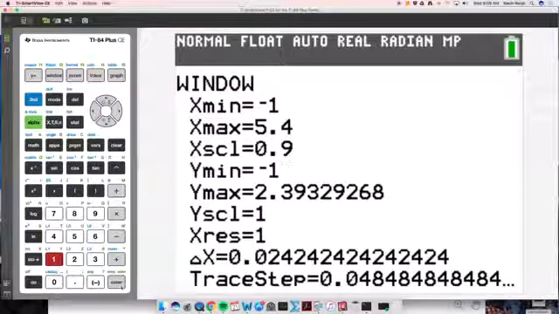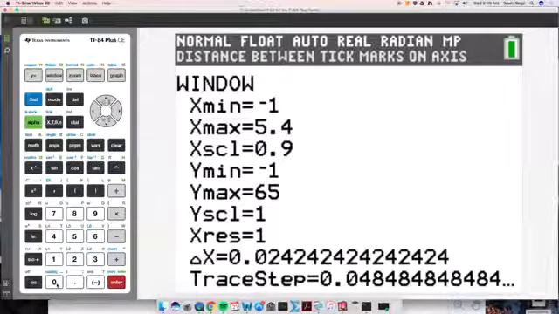Y-min, again, I'm going to go to -1 so I can see the x-axis. And then something greater than 60, like 65. That'll work. And then for your y-scale, I always turn that to 0 because I don't want to get marks all the way up and down. It makes your y-axis fat. All right, so it looks good.